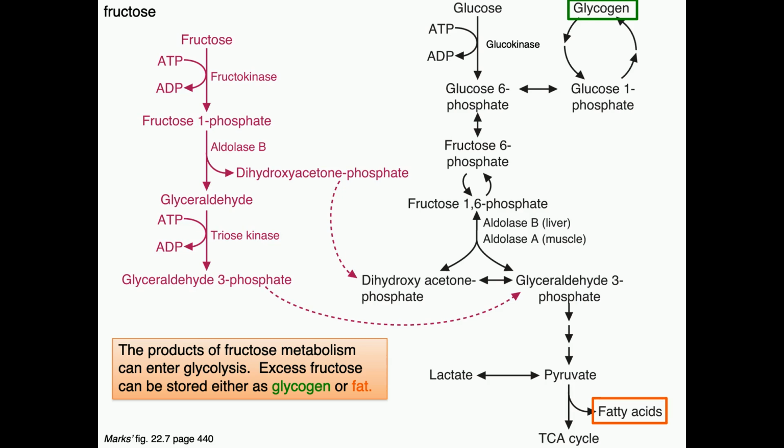In conditions where we eat fructose, generally we've got a lot of other carbohydrates around, because we consume fructose in the context of also consuming a lot of glucose. So this pathway is not generally the preferred pathway, or would only be active when we're doing a lot of work. So the fructose can be converted into glucose and stored as glycogen by going up into the gluconeogenesis pathway.